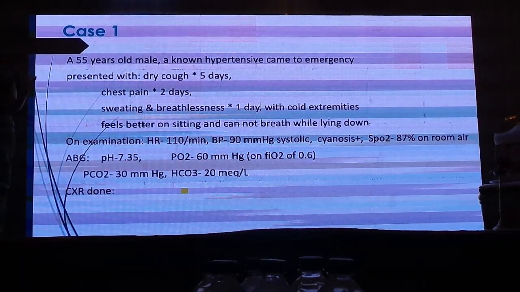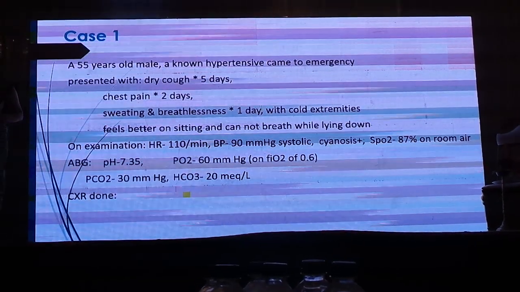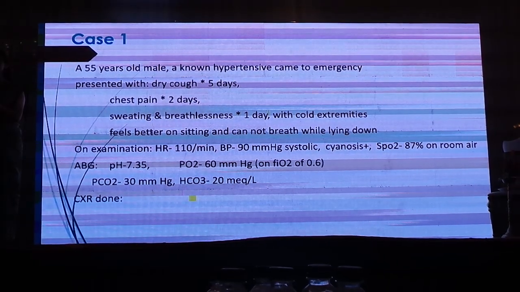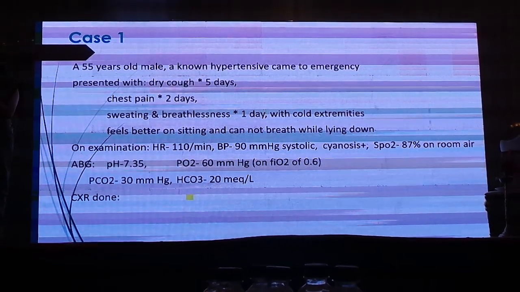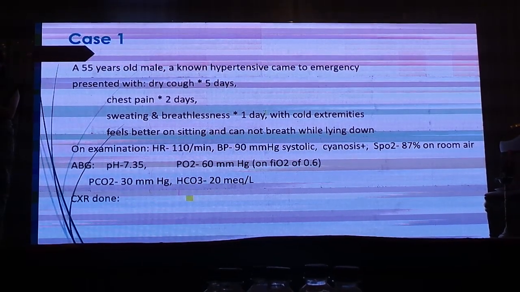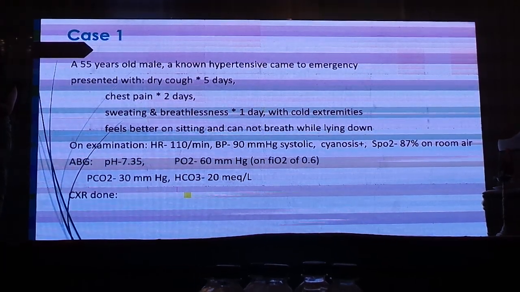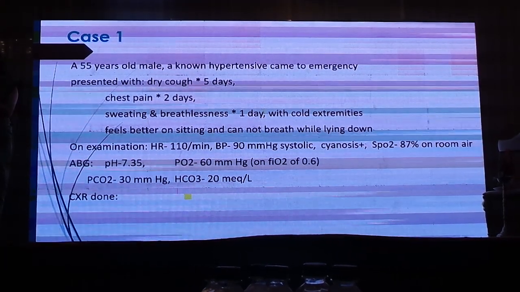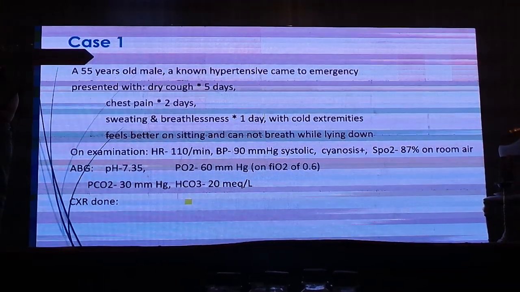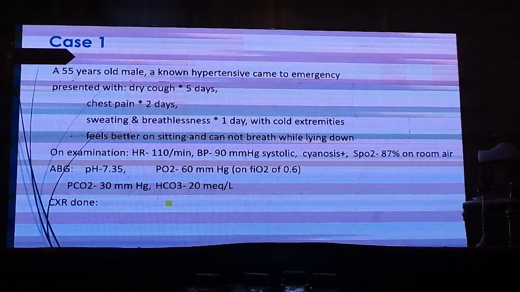So just 2-3 brief cases here to discuss so that you get an overview of what we just discussed. Case 1: suppose there's a 55-year-old male, a known hypertensive, who comes to the emergency. He presented with a dry cough of 5 days, chest pain since last 2 days, and sweating and breathlessness with cold extremities for 1 day. He feels better on sitting and cannot breathe while lying down. On examination, heart rate is 110, BP is 90 mm systolic, and he has peripheral cyanosis, and his SpO2 is 87% on room air on pulse oximetry.